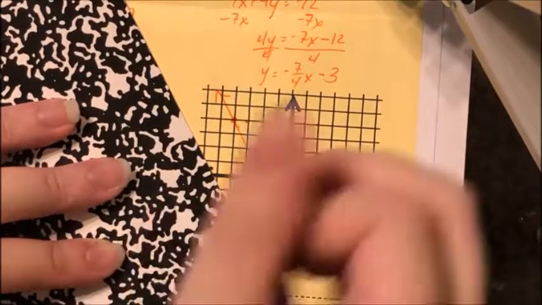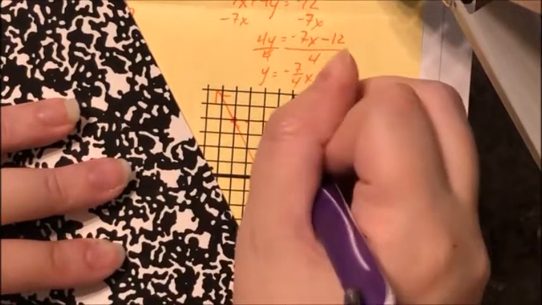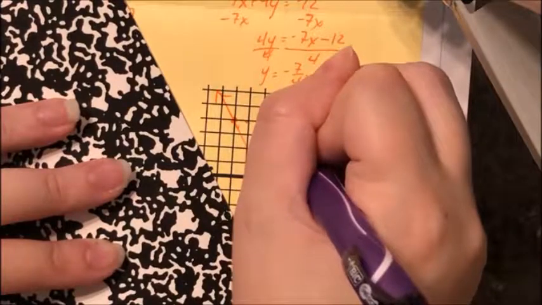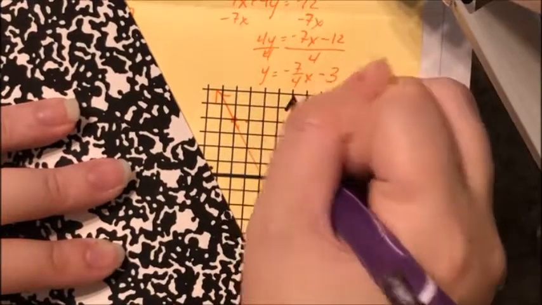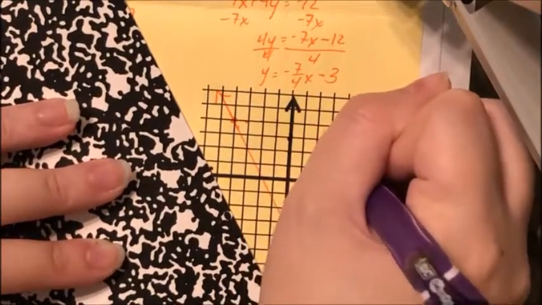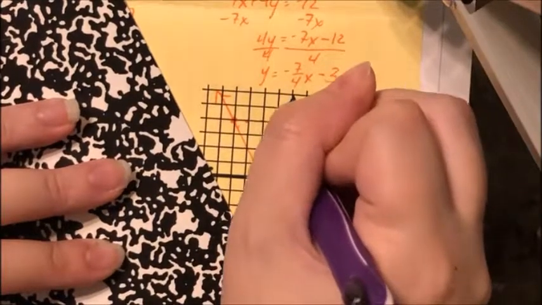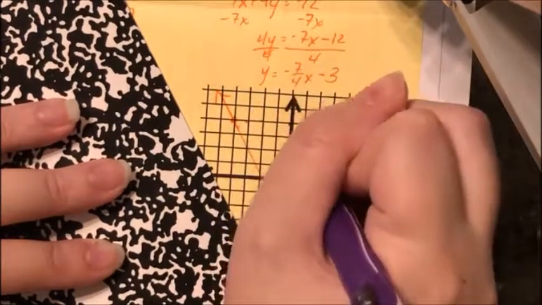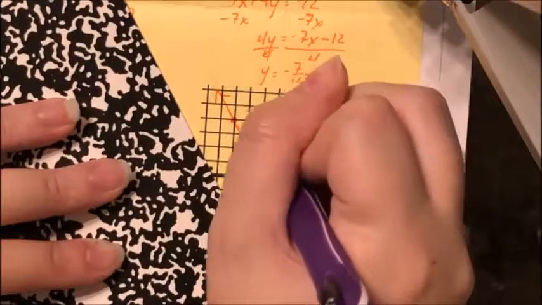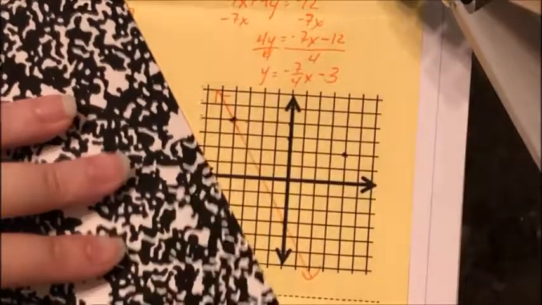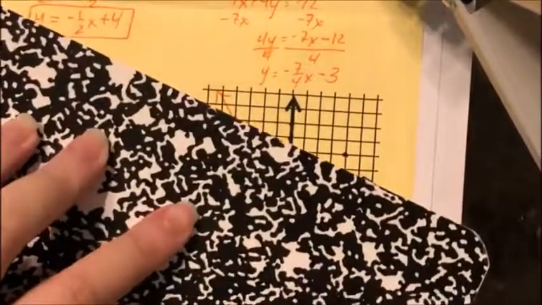Okay, then my other equation, plus 3, down 1, 4, I can also go up 1. 1, 2, 3, 4. There's my point of intersection right there.